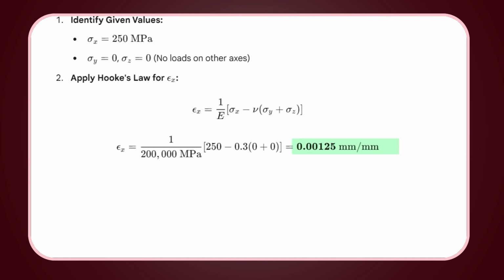First, we calculate the strain in the direction of the load. Using Hooke's law, we divide the stress by the modulus of elasticity. This gives us a longitudinal strain of 0.00125. But what happens to the thickness?